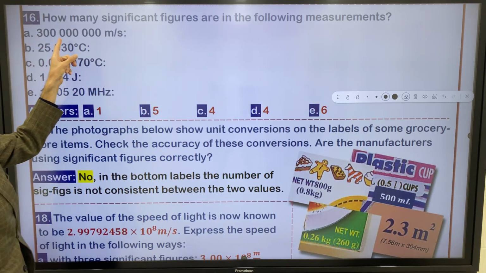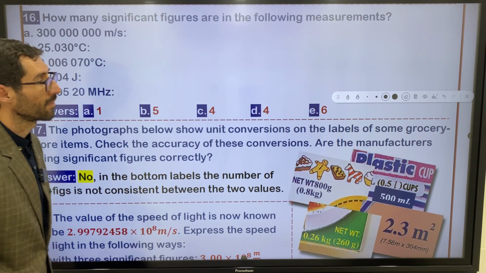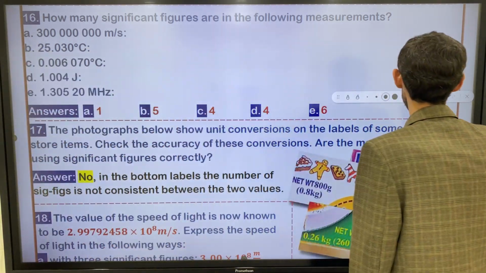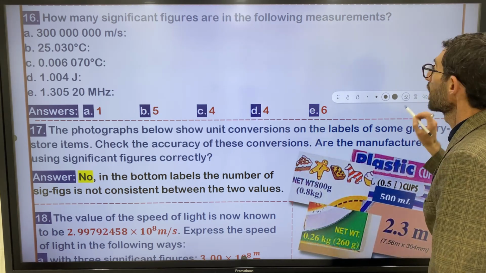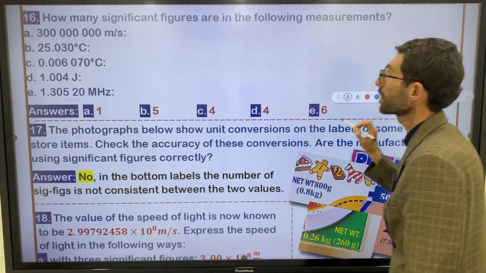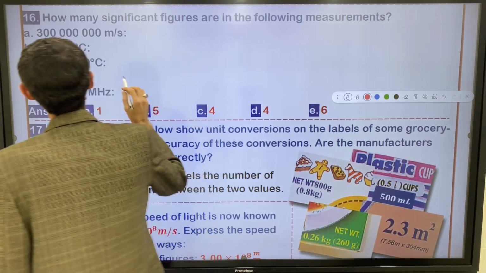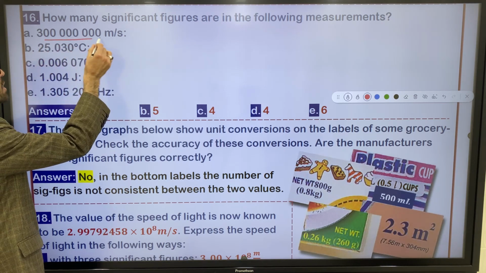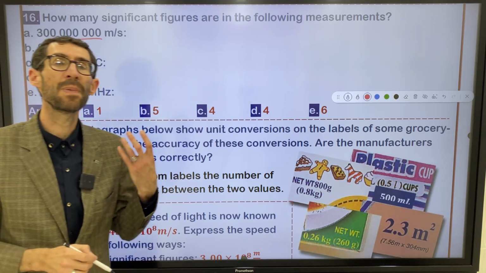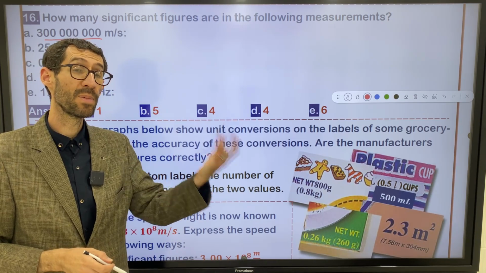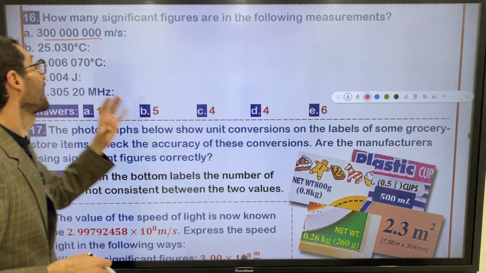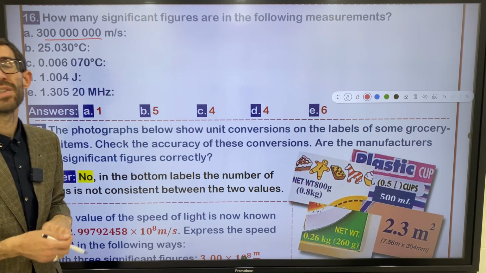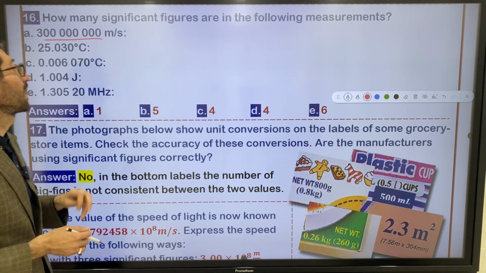This number, 300 million meter per second. 300 million meter per second. So how many sigfigs are there here? I told you these zeros are just placeholders. What do I mean by placeholders? They are not considered significant figures.